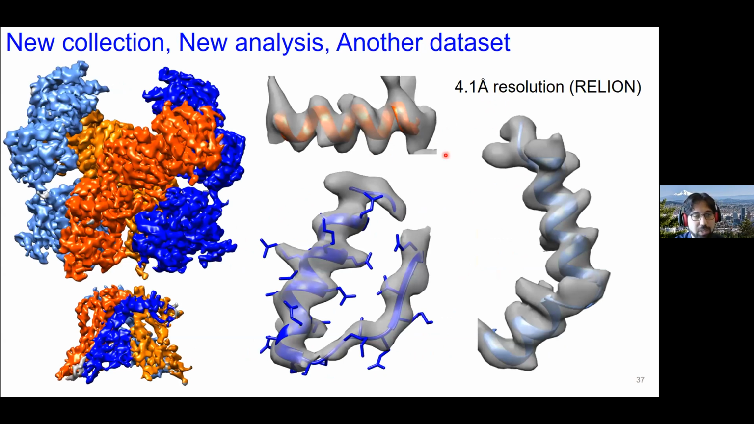What does the map look like? Much better. The maps are now much improved. The helical pitches are pretty deep. You can get very good side chain density. But there is still something wrong. And what's wrong is that the transmembrane domain still has pretty weak density.